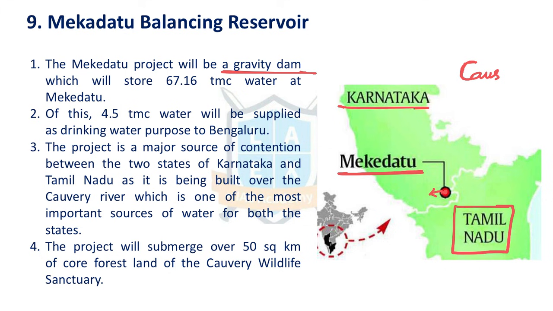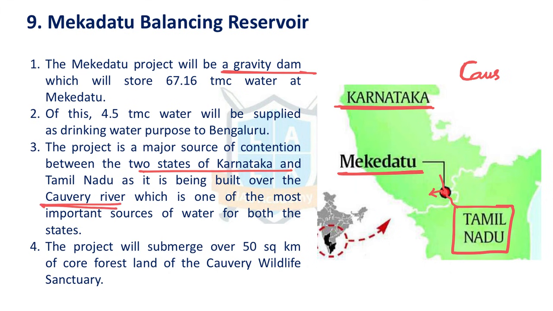This is the upper riparian region. This is the lower riparian region. It will obstruct the water flow to Tamil Nadu, especially to the dry regions. That's why it is criticizing this particular project. This project is the contentious issue between Karnataka and Tamil Nadu in the Kaveri River basin.